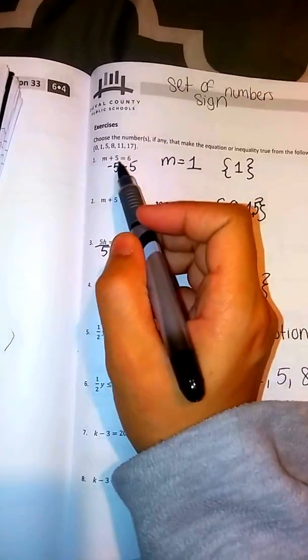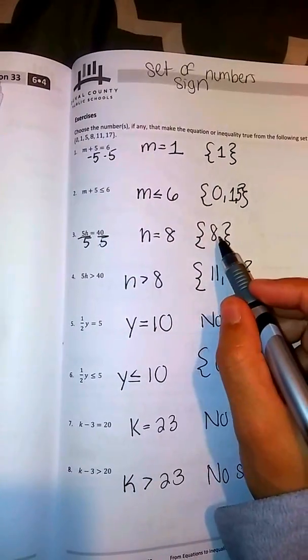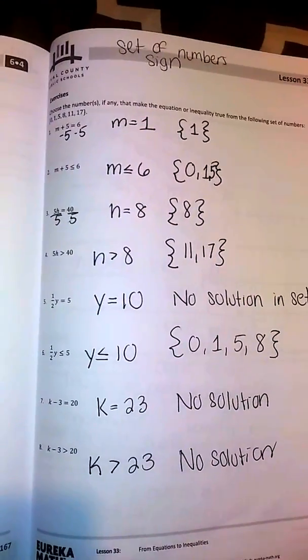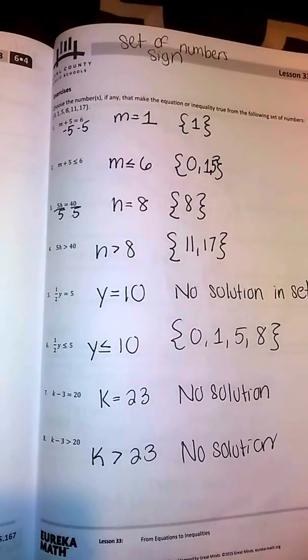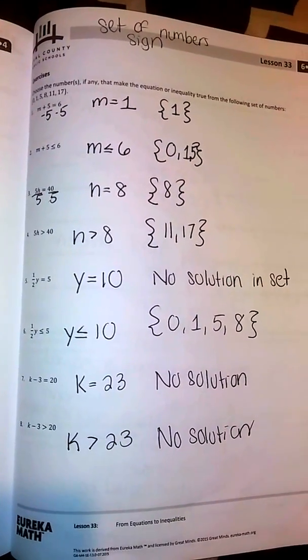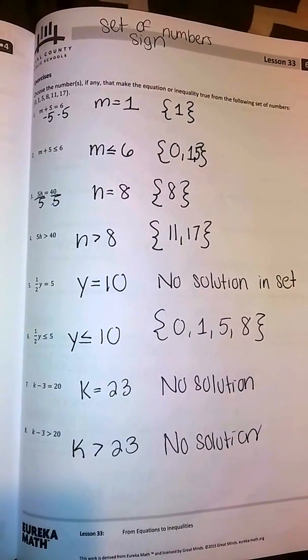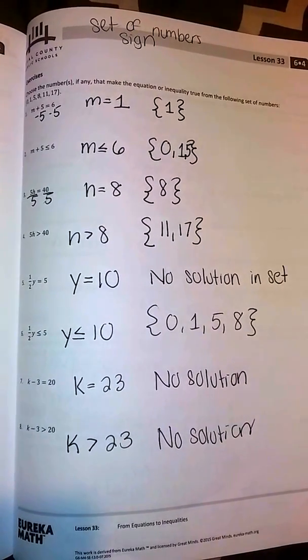Okay, for number 3, you should have h is equal to 8. Go back and check to see if 8 is in your set of numbers. It is, so you can go ahead and include it. For 4, you should have h is greater than 8, and your set of numbers should include 11 and 17. For 5, you should have y equals 10, and you should have no solution in your set because we don't have 10 here.